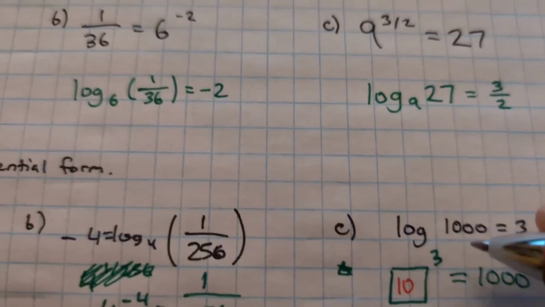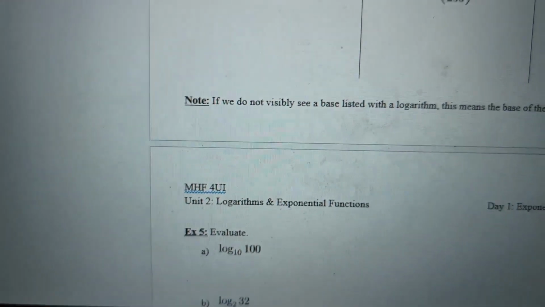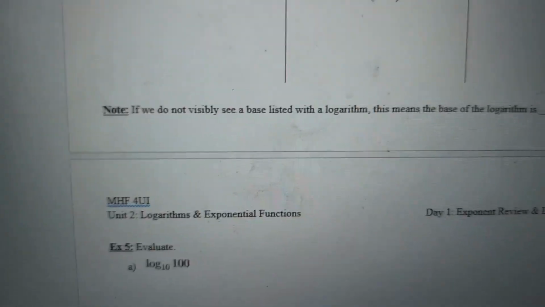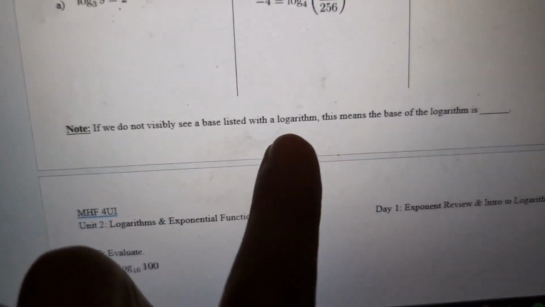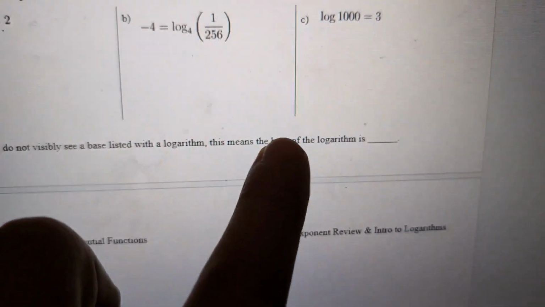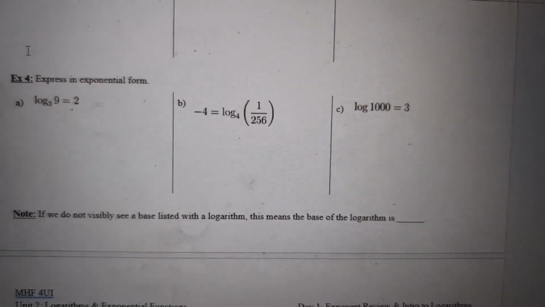And so that would make sense if this number was a 10. And so if we do not visibly see a base listed with the logarithm, like this one here, there's no base listed, this means the base of the logarithm is 10. So if you don't see any base, you just see log, that is a log with a base of 10.